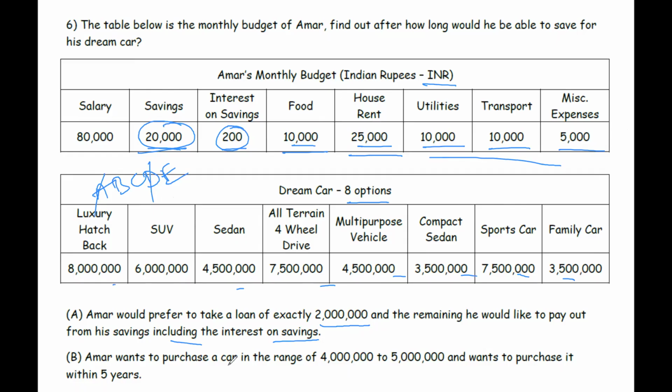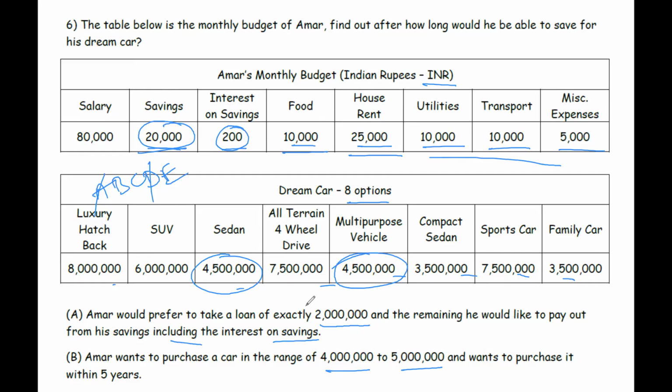Amar wants to purchase a car in the range of 4 million to 5 million, and wants to purchase it within 5 years. So the second statement tells you that he wants to purchase a car in the range of 4 million to 5 million. There are only two cars in the range of 4 to 5. The rest are all above or below. So clearly both the cars are for the same amount, and therefore we can figure out the budget.